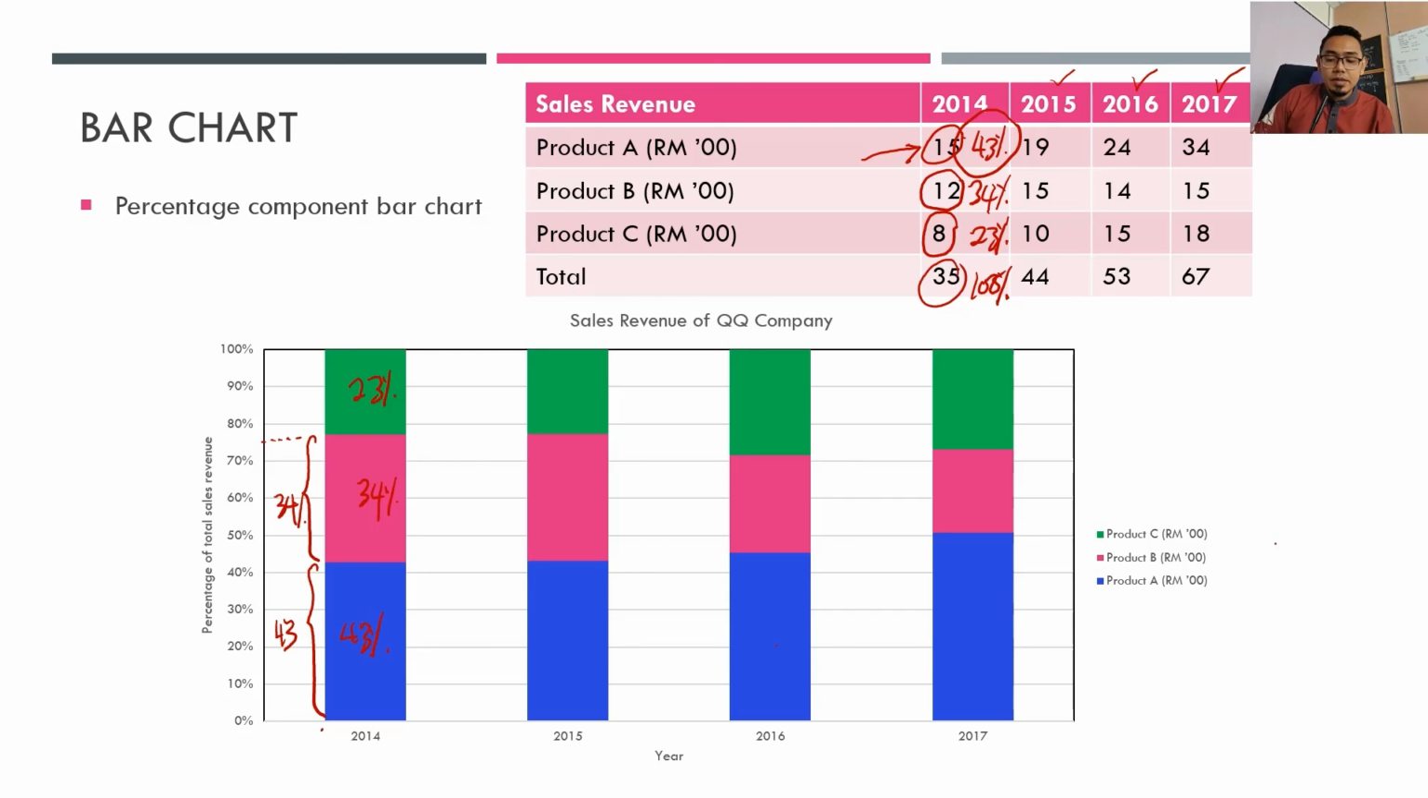And I'm going to remind you again that the title is very important, and the labels for the x-axis and y-axis, and this one is the label for the representation of the colors for the products.